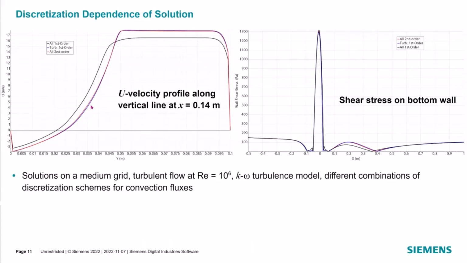Discretization of convection fluxes in momentum equations has the greatest effect on the solution accuracy. The difference between solutions obtained using the first and the second order method is very large. Because the source terms in equations for k and omega are functions of velocity gradients, it is important that the velocity field is accurately predicted.